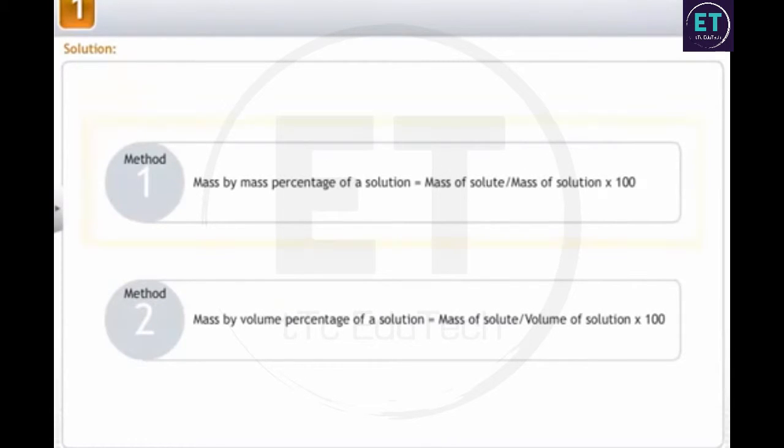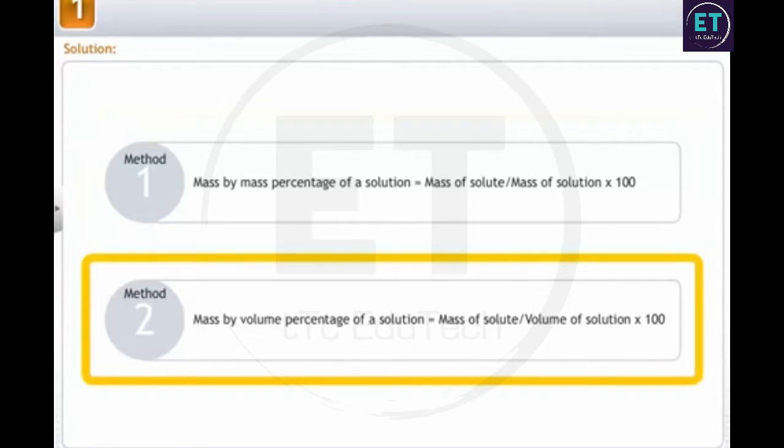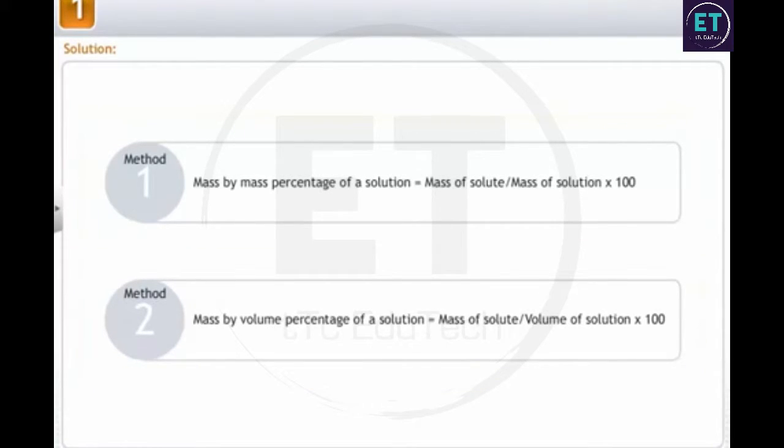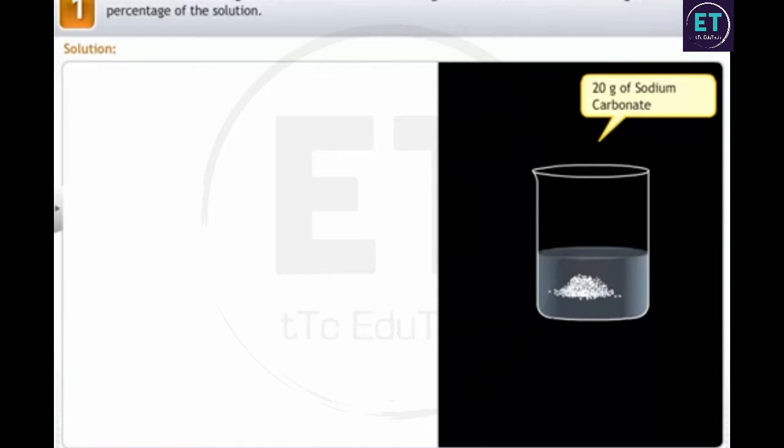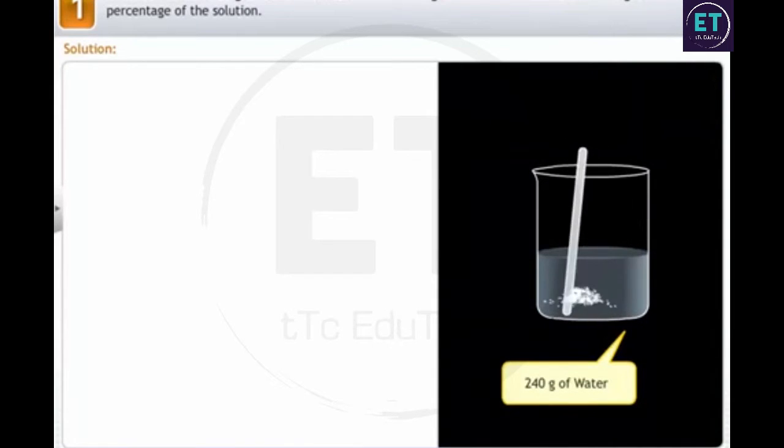Now that you know what mass by mass percentage and mass by volume percentage of a solution mean, let's look at situations where these concepts can be applied. A solution contains 20 grams of sodium carbonate in 240 grams of water. You need to calculate the weight percentage of the solution.